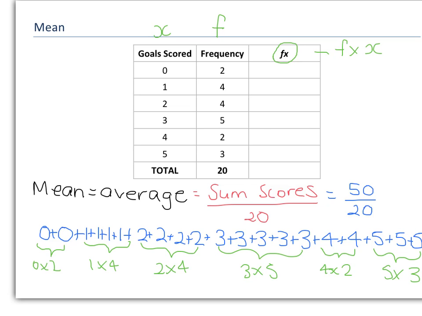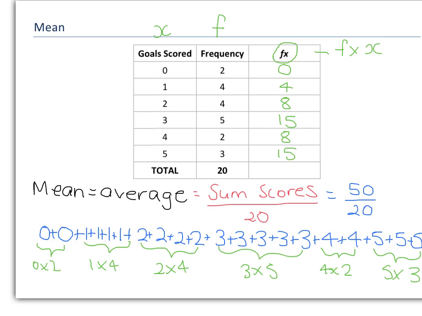So let's do that. You can see that it's going to match up with the multiplications that we just performed at the bottom of the screen. So 0 times 2 gives me 0. 1 times 4 gives me 4. 2 times 4, 8. 3 times 5, 15. 4 times 2, 8. 5 times 3, 15.